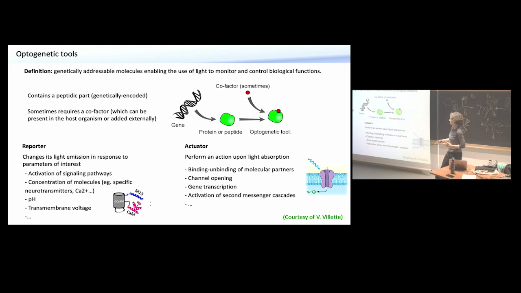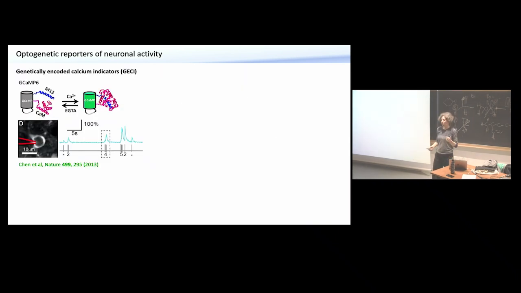And so, for example, the main actuator that has been used is some channels that can be opened through light, such as channelrhodopsin. And the idea is to then elicit activity in the neurons using light. Okay, so first, optogenetic reporters of neuronal activity.